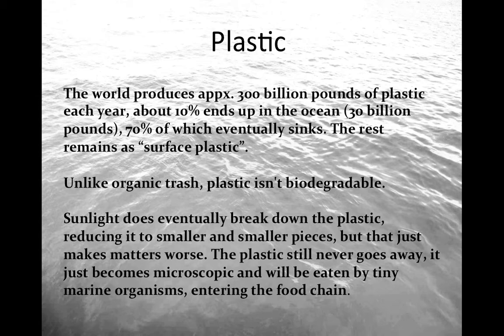So the world produces 300 billion pounds of plastic every year, and 30 billion of it ends up in the ocean. Now, most of that sinks, 70% of it, but the rest is what we call surface plastic. And surface plastic is just going to sit there on the top of the ocean. And unlike some organic trash like your food waste, plastic doesn't break down. It's completely non-biodegradable. Now, it does break down into smaller and smaller pieces called microplastic, but then we end up with these microscopic pieces of plastic that end up eaten by smaller marine organisms and still enter into the food chain.